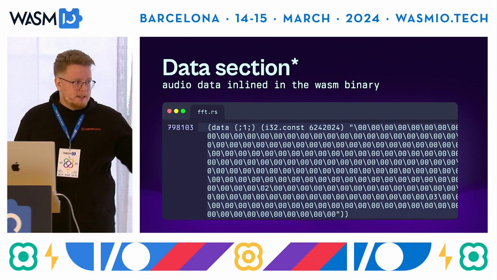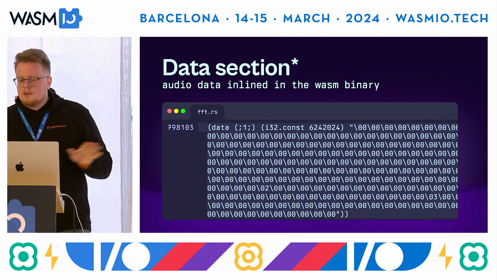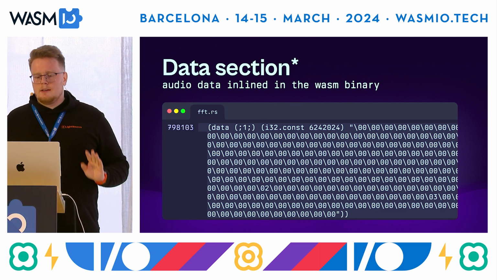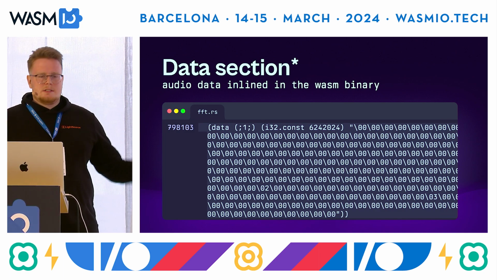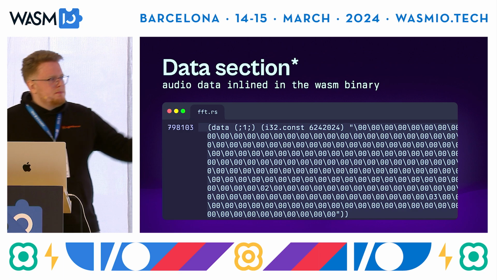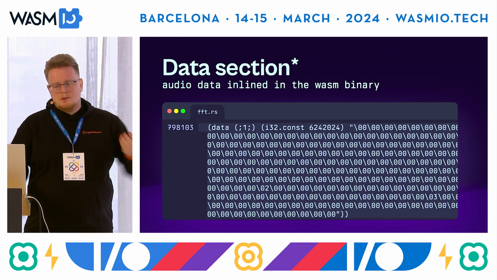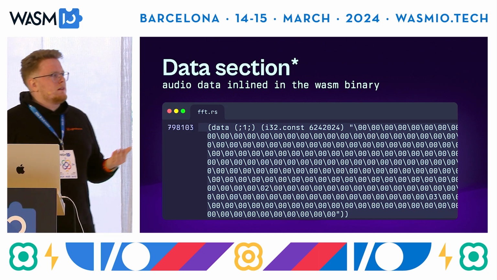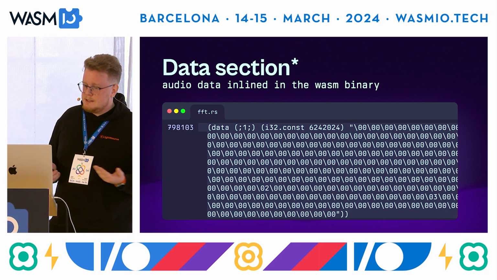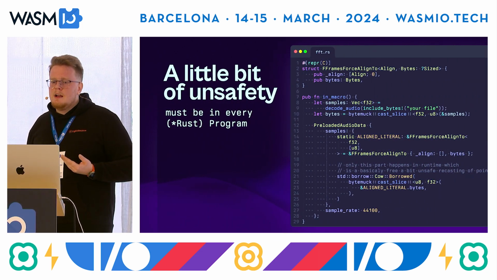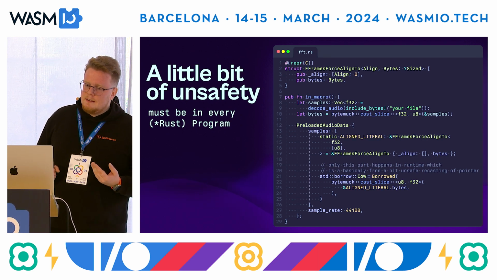So here is already a working example. Why is it a string? Don't ask me why this is a string. This is a string because Rust encodes static bytes as strings because it's easy for Rust for some reason. But you can use the bytes section if you just work with pure WebAssembly, and it just works. How? A little bit of unsafety.